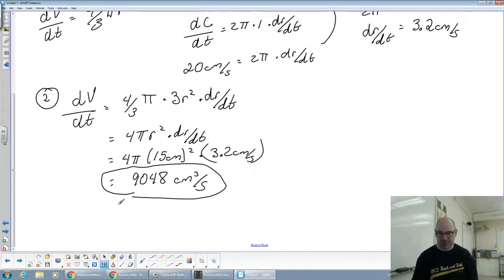And that's an example of these problems. They're all pretty straightforward because they only have that one variable. You might have to do a little bit of manipulating around a couple of the formulas, but that's pretty much the easiest type of related rate problem that you'll get.